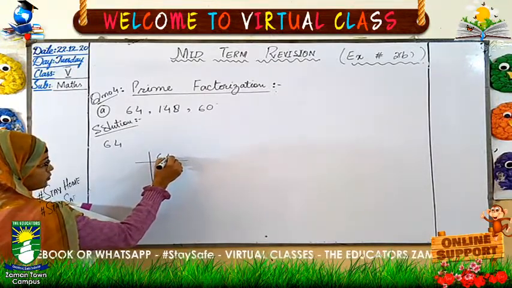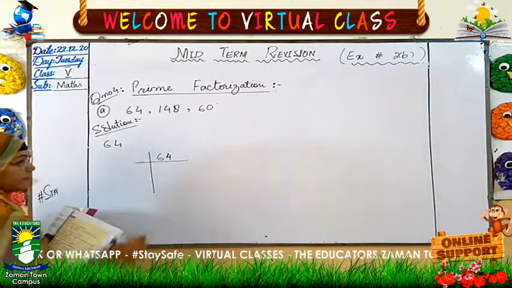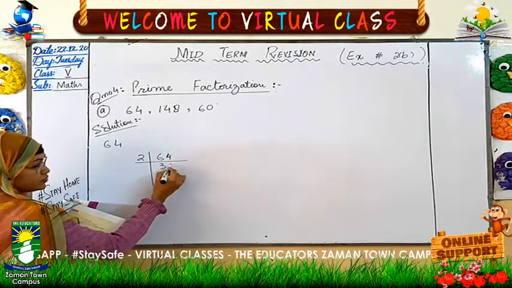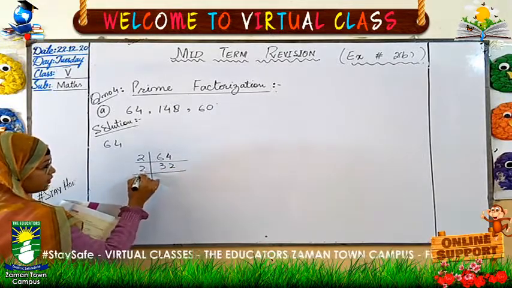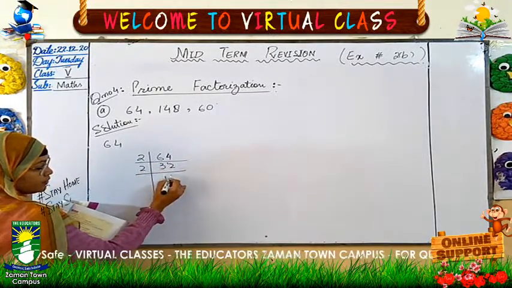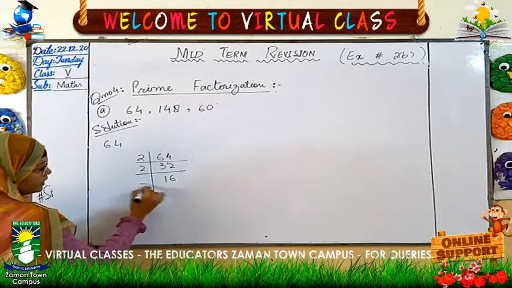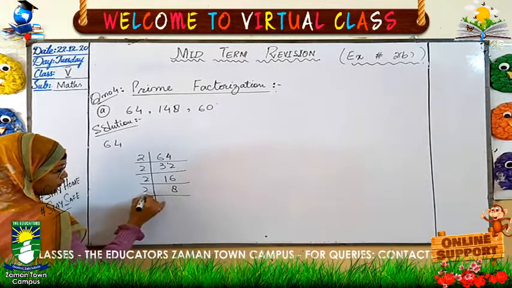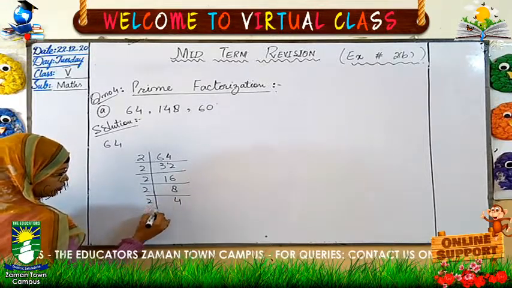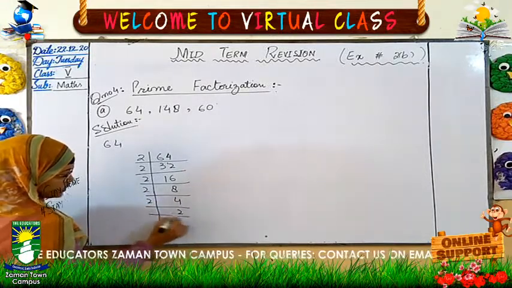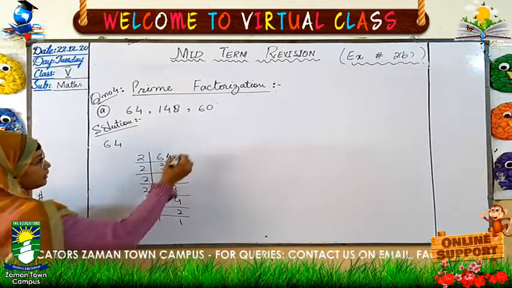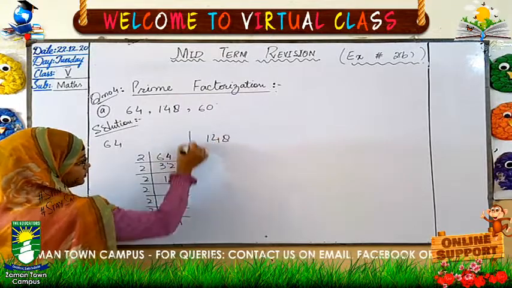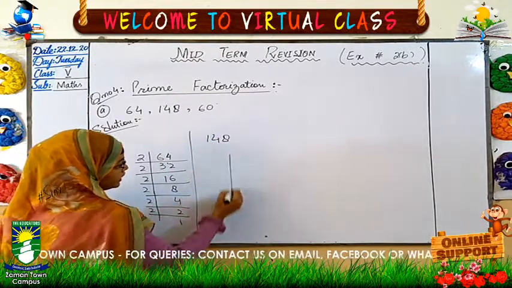Starting from 2, as we have studied, we will always start from 2. 2 3s are 6, 2 2s are 4. Then 2 1s are 2, 1 will be carried, 2 6s are 12. Next, 2 8s are 16, 2 4s are 8, 2 2s are 4, and then 2 1s are 2. Same as before, we will take out the LCM of 148. Right? 148.